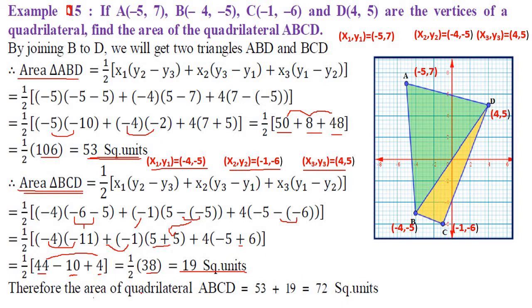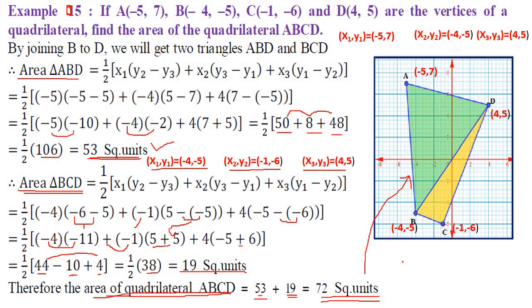Now we have to find the area of the quadrilateral ABCD. So the area of the quadrilateral ABCD is the sum of the areas of the two triangles ABD and BCD. We have calculated the area of the triangle ABD, which is equal to 53 square units, and the area of the triangle BCD is 19 square units. Let us add these two, we will get 72 square units, which is the total area of the quadrilateral ABCD.